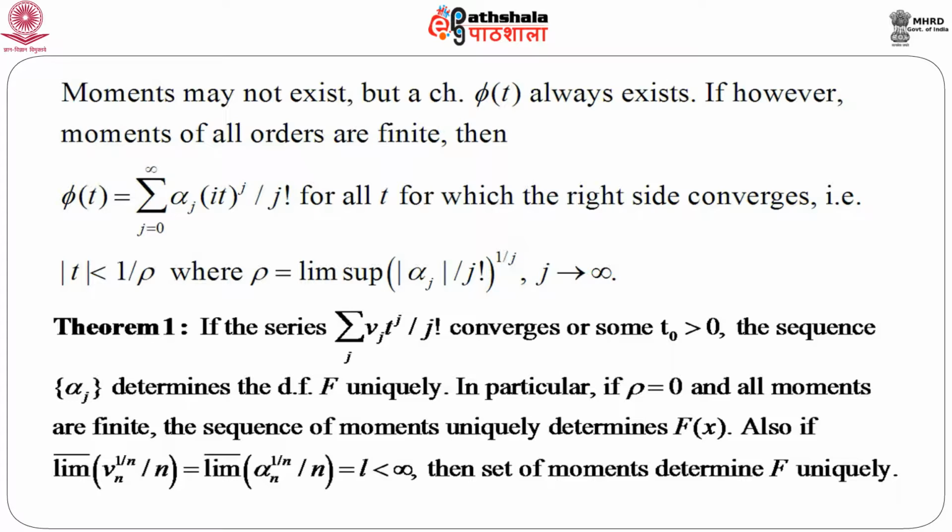In particular, if rho equals 0, then all moments are finite, and the sequence of moments uniquely determines capital F x. Also, if the lim sup of beta n to the power 1 by n, which is the same as the lim sup of alpha n to the power 1 by n, equals L, which is less than infinity, then the set of moments determines F uniquely. So, this gives a nice theorem on the conditions under which the moments will determine a distribution function uniquely.